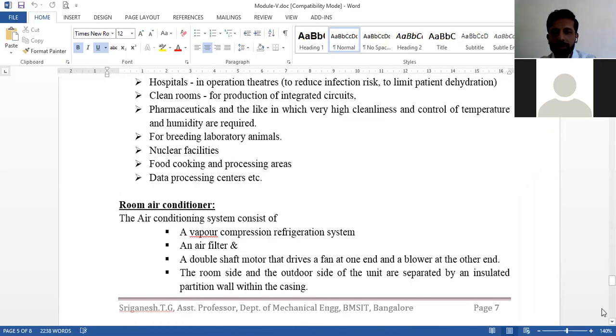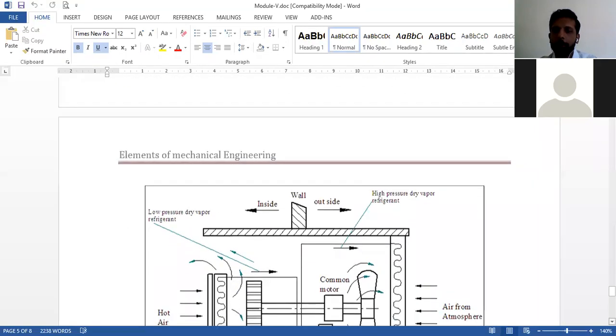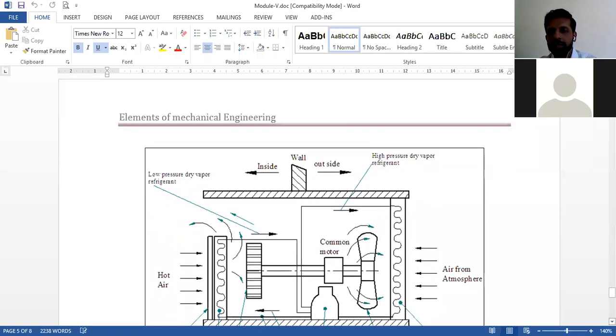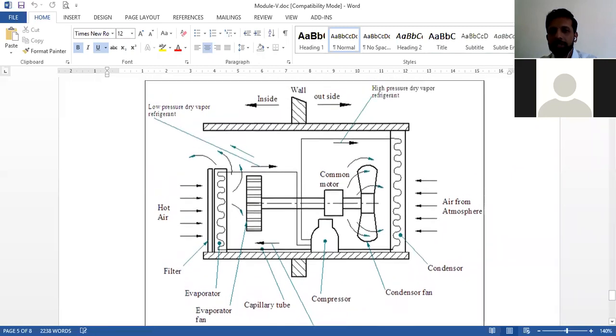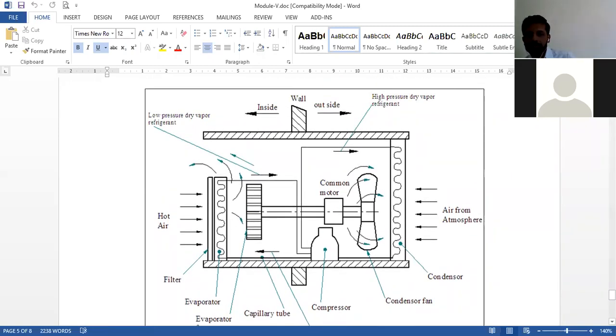Now let us go to the air conditioning system. This is a little bit different when compared to the refrigeration system. There is a small change, but apart from that, the working process of an air conditioner is similar to that of the refrigerator. Air conditioners are meant again to reduce the temperature inside the room. We'll see how they work.